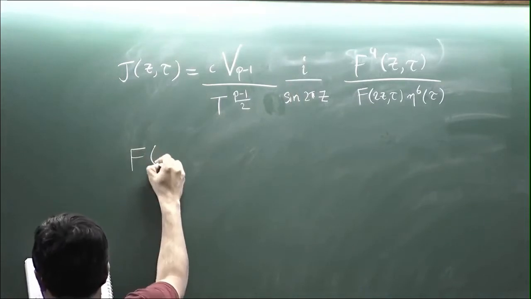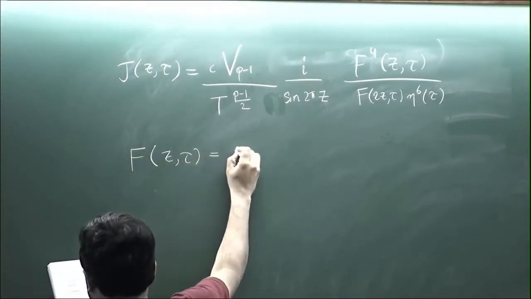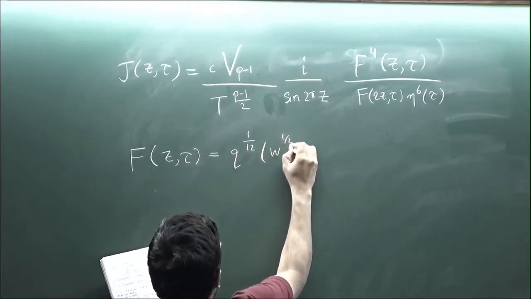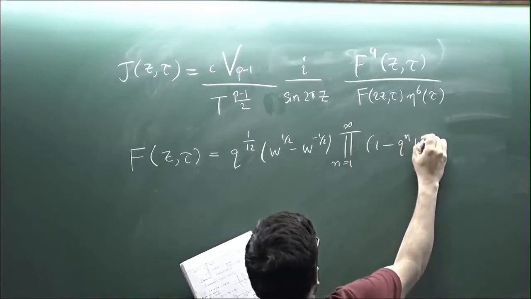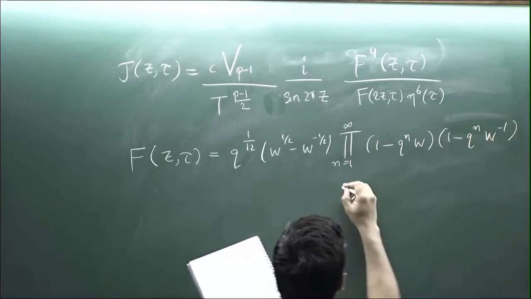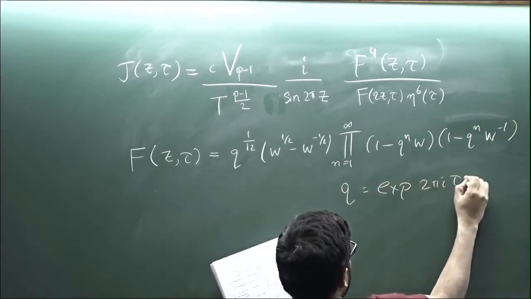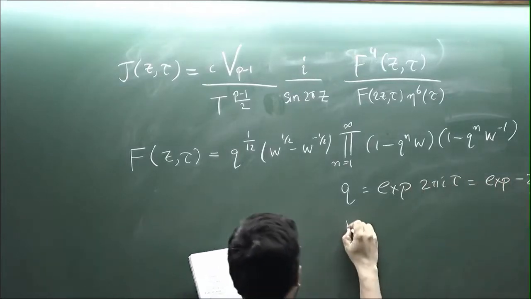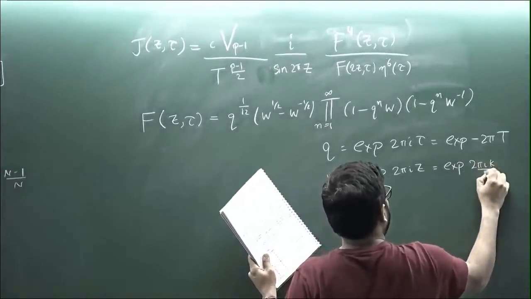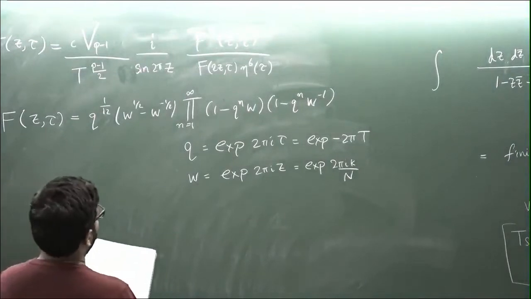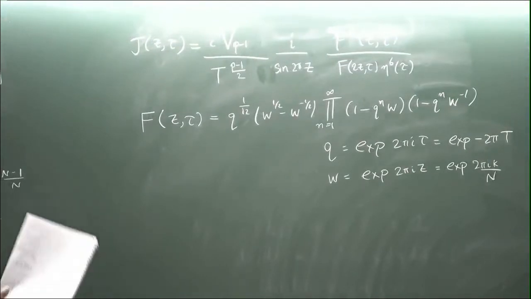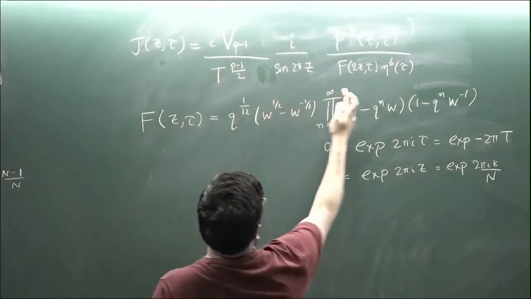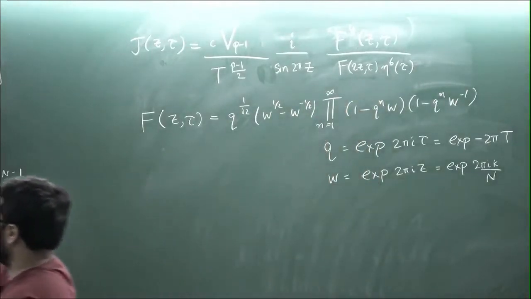And what's f? F of z comma tau equals q to the 1/12 w. So this w is really the twist thing, and it's related to z in this way. Okay, so there's some completely explicit expression. F is written in terms of an infinite product, and we can read out the poles of j, right? This pole is where this f of 2z comma tau has zeros. And this is the set.